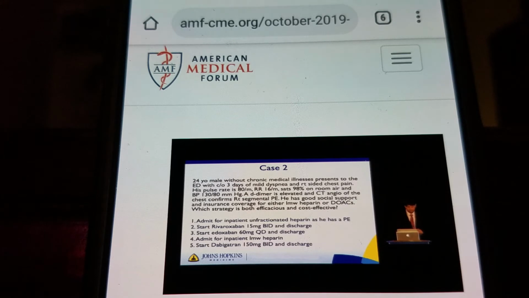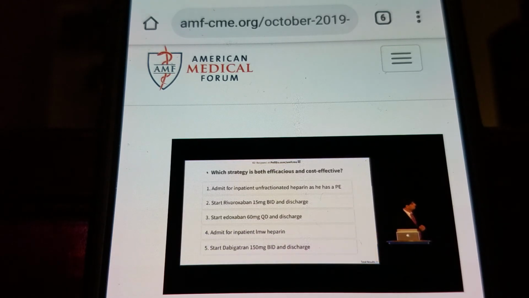This is a 24-year-old man without chronic medical illnesses who comes to the ED with 3 days of dyspnea and chest pain. His pulse rate, respiratory rate, and SATs on room air are relatively normal, so maybe slightly tachypneic. Blood pressure is normal, a D-dimer is elevated, and a CT angio confirms a right-sided segmental pulmonary embolism. He has good social support and insurance coverage for either low molecular weight heparin or DOACs. Which strategy is both efficacious and cost-effective?